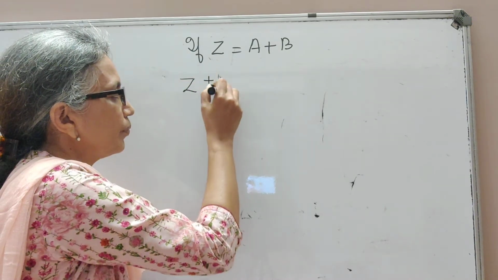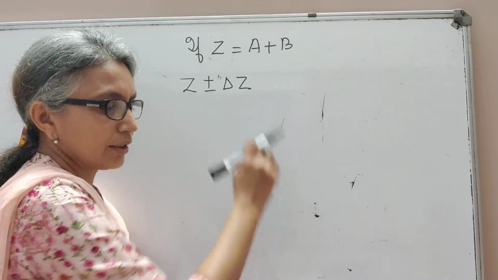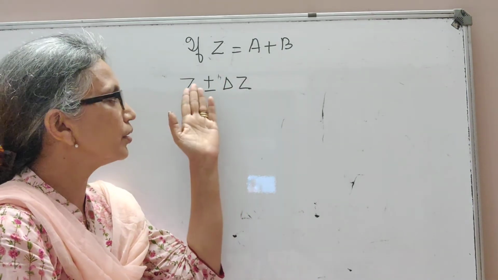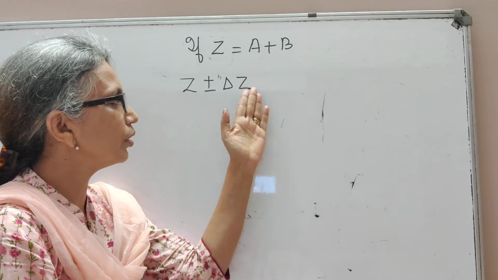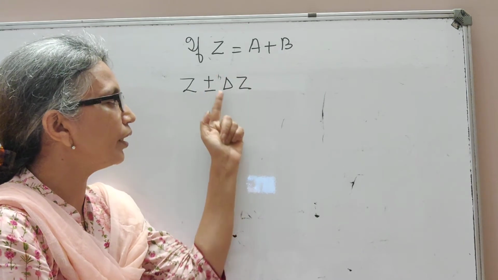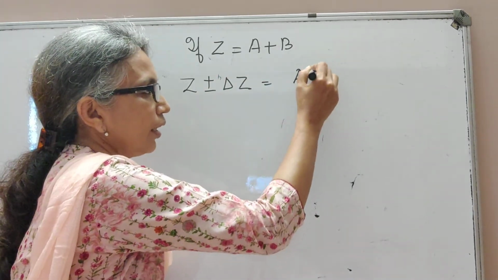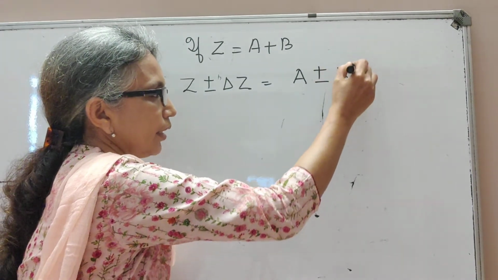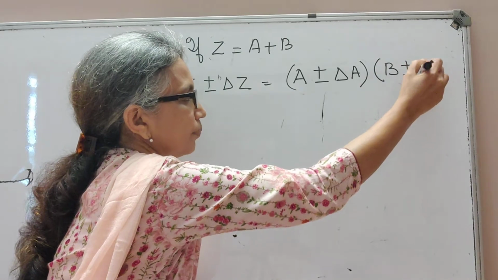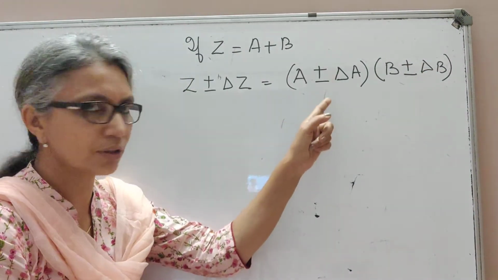The final result, the absolute error in the final result, is Z plus or minus delta Z. That is, this is the error, this is the reading given to you. So this will be the error in the final result. This is equal to: A will have an absolute error delta A and B will have an error delta B. I hope you are okay with why I am writing plus or minus.